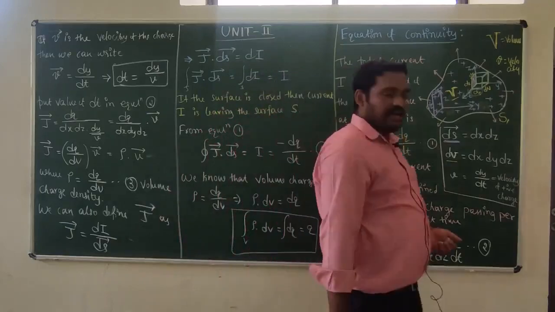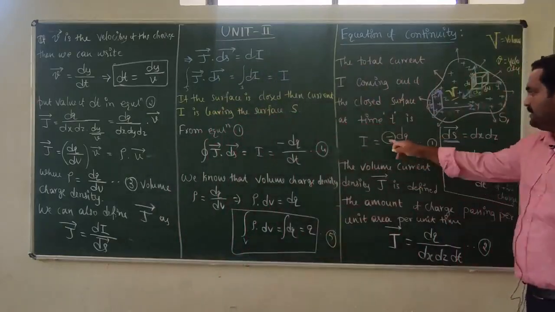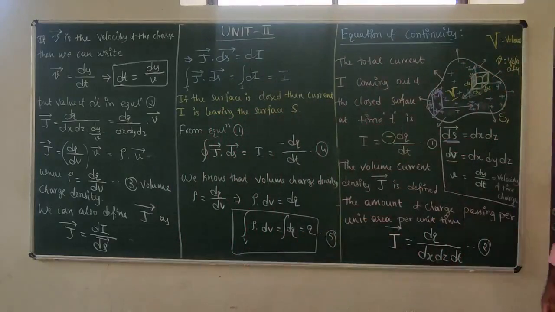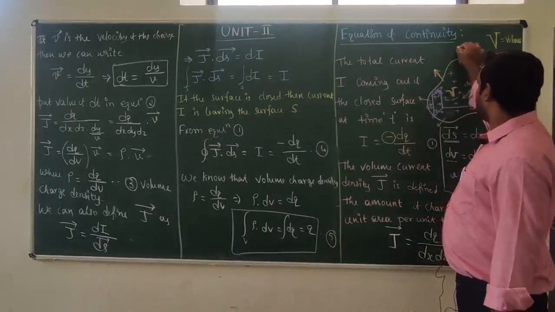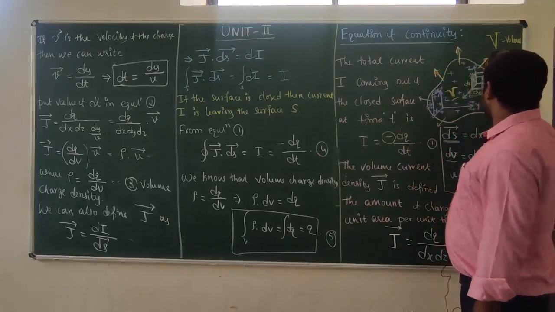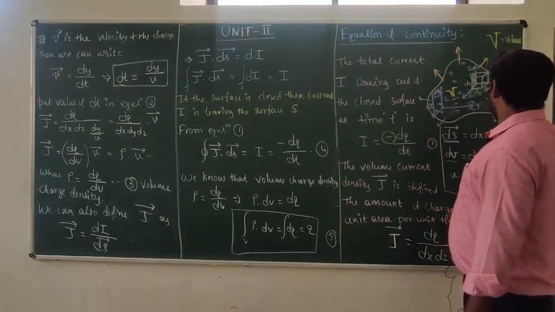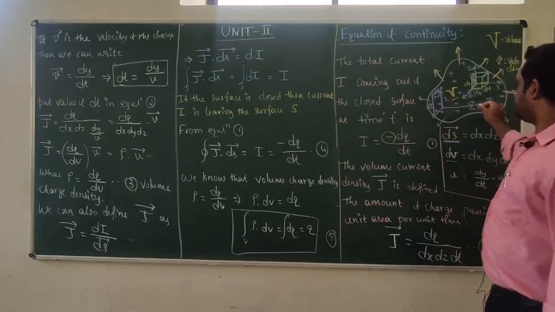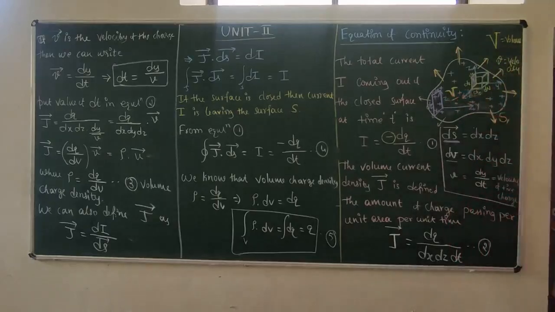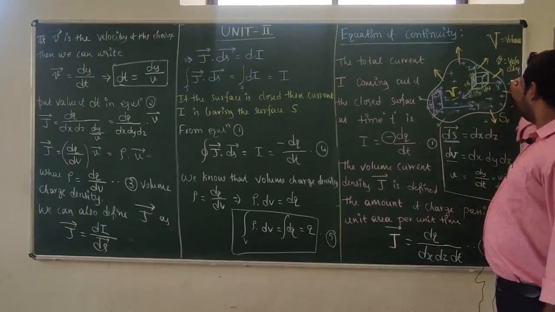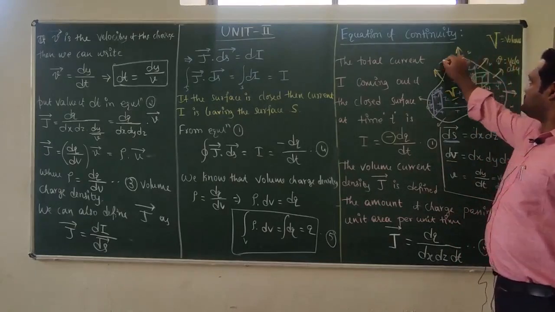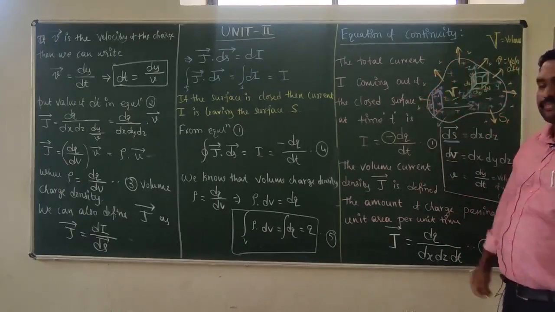The current I is equal to dq by dt, but why is the minus sign given here? The reason is the direction of the flow of current is outward. That means these charges are coming out of the surface, right? If these charges are coming out of the surface, then what about the number of charges within the volume?